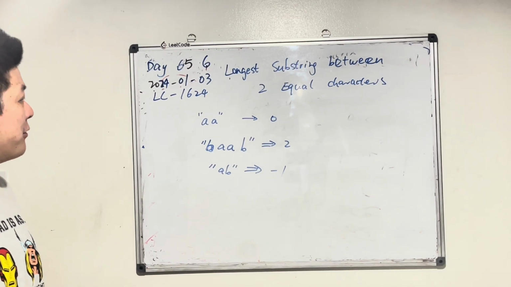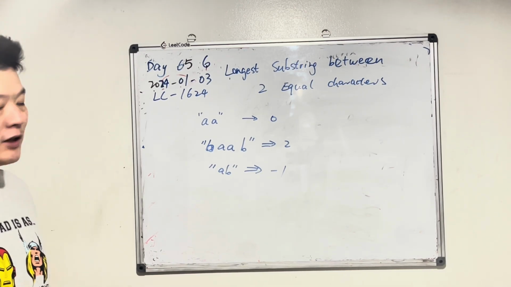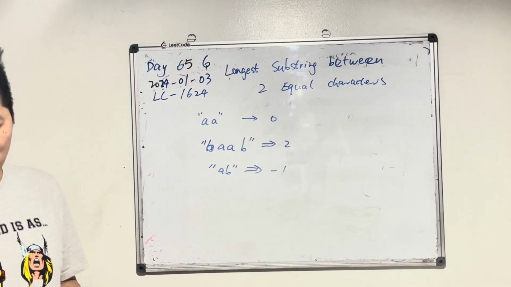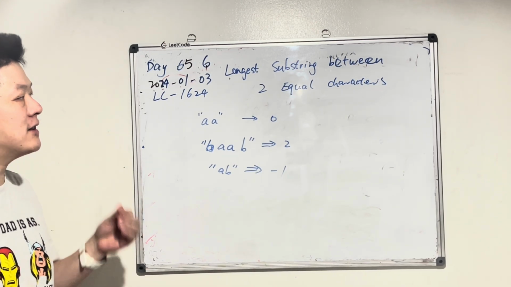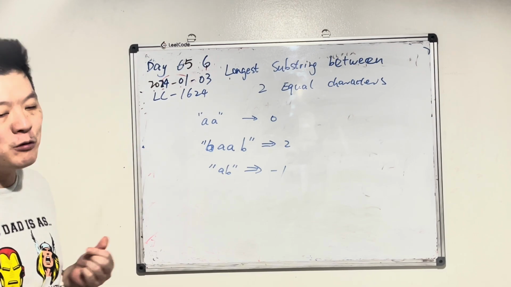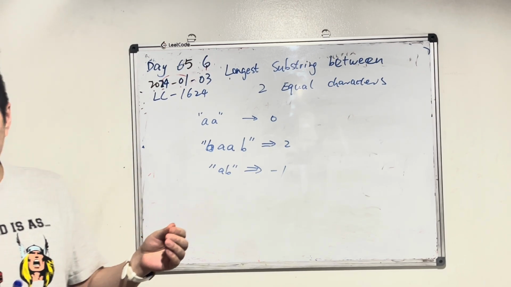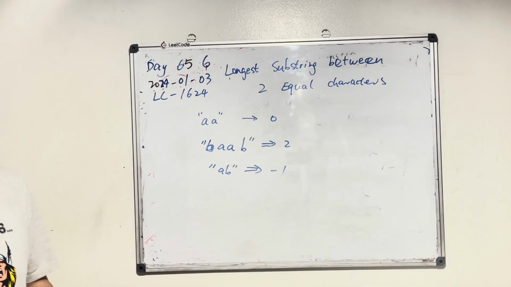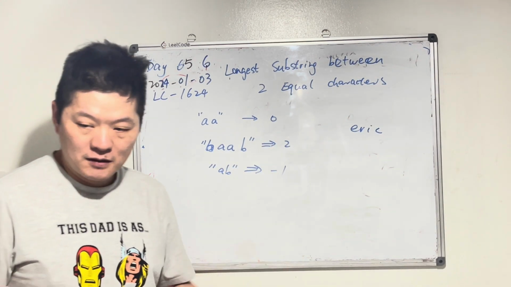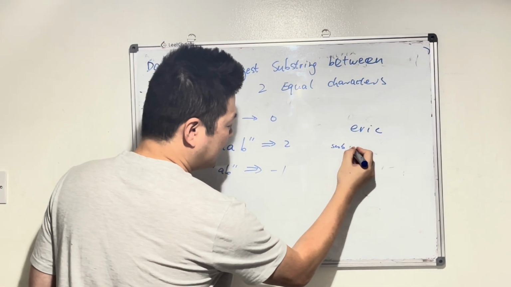Okay, so today we look at this simple problem. We're given a string, all lowercase, and we want to find the longest substring between two equal characters. A substring is continuous within the original string. The first thing to understand is the substring.